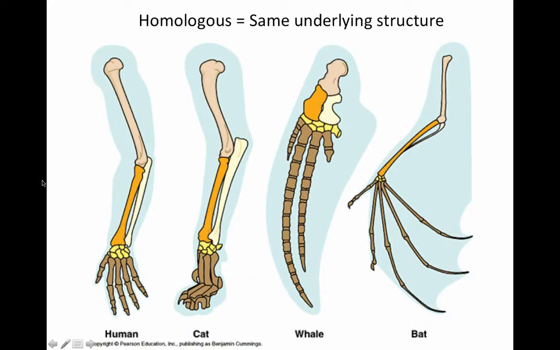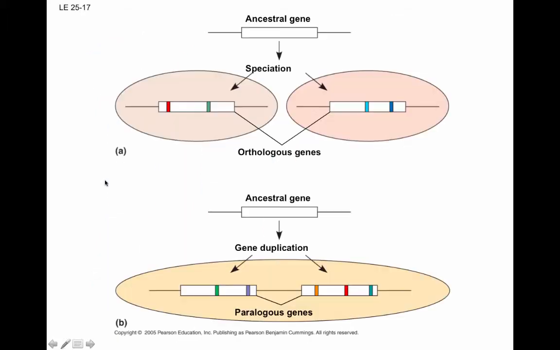A homologous structure, on the other hand, has the same underlying structure, but not necessarily the same function. So the arm of a human, the whole leg of a cat, the flipper of a whale, and the wing of a bat are all homologous because you have this bone, these two bones, the wrist bones here, and then the digits. Everybody has the same underlying structure, even though these four things are used for totally different purposes. Now if we're talking about genes, genes can be homologous as well.